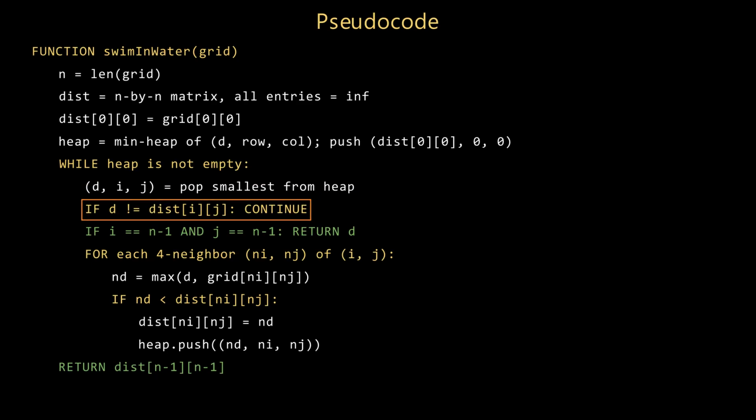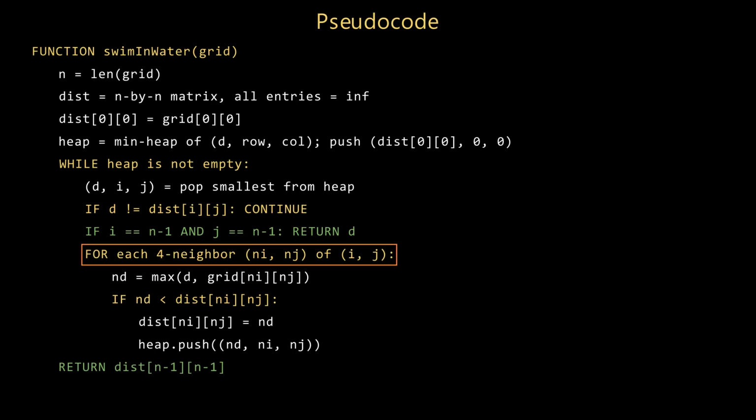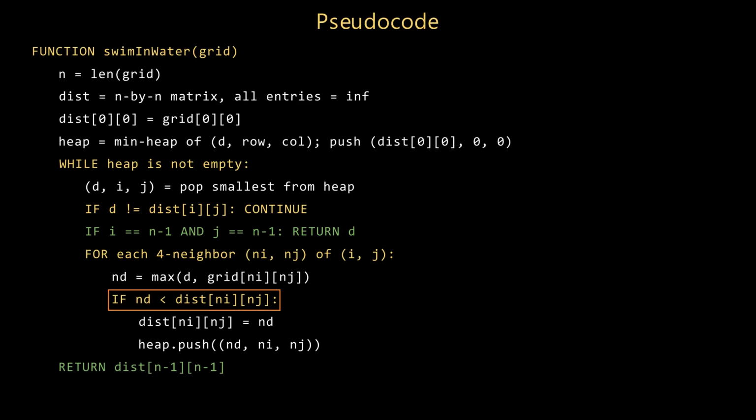Ignore outdated heap entries whose d no longer matches dist. If this cell is the destination, return d as the minimum time. Try each 4-neighbor. New bottleneck if we walk onto that cell is the max of the old bottleneck and its height. If we found a strictly better route to the neighbor, update dist. Write the improved distance into the table. Push the neighbor state onto the heap. After the loop, return the best bottleneck distance at the bottom right cell.